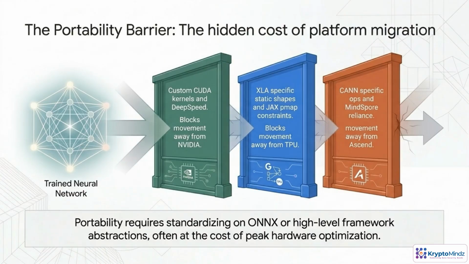Deep optimization for a single vendor quietly increases lock-in. Custom CUDA kernels or DeepSpeed tricks make it painful to leave NVIDIA. XLA-specific assumptions and JAX pmap patterns tie you to TPUs. CANN-only operators or MindSpore features anchor you to Ascend. Your model weights might be portable, but the training code and performance tuning usually are not. To move more freely, you need common abstractions like ONNX or high-level framework APIs, and that almost always means giving up some low-level, hardware-specific efficiency.